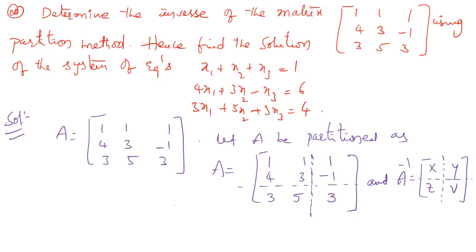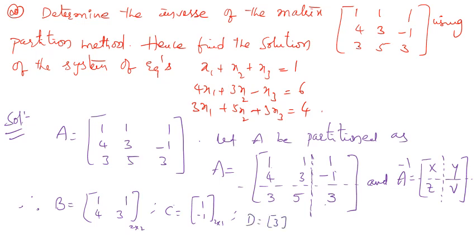Now this is B. Matrix B is 1 1 4 3, a 2 by 2 matrix. And C is 1 minus 1, this is a 2 by 1 matrix, right? D is just 3, that is a 1 by 1 matrix. Next, the E matrix is a row matrix, 3 5, which is a 1 by 2 matrix. These are the matrices. Now to find the inverse of the matrix, we need B inverse.